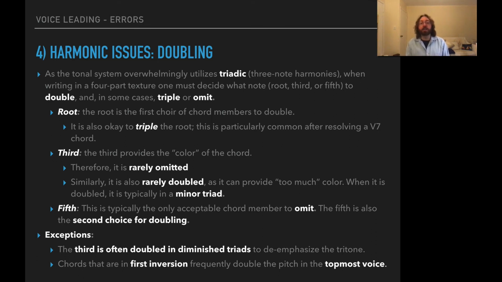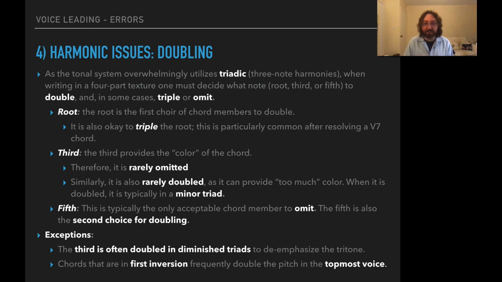And the fifth is typically the only acceptable chord member to omit. The fifth is also the second choice for doubling. If we can't double the root, then the fifth is the next one that we go to. There are a few exceptions.